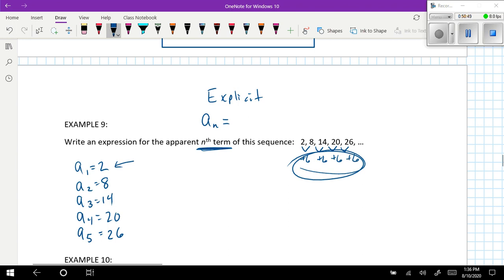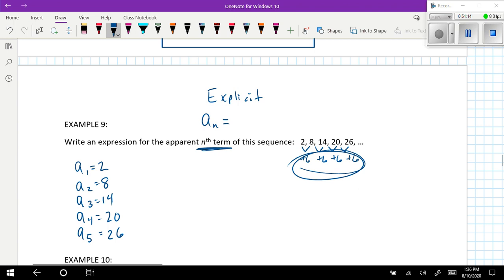If I wanted to write the number 8 and the number 14 and so on, how do you think I could write an expression with an n involved in it so that when I plug a 1 in for n, the answer is 2? If I plug a 2 in for n, the answer is 8. If I plug a 3 in for n, the answer is 14. And so on. If I plug a 4 in for n, I get 24.